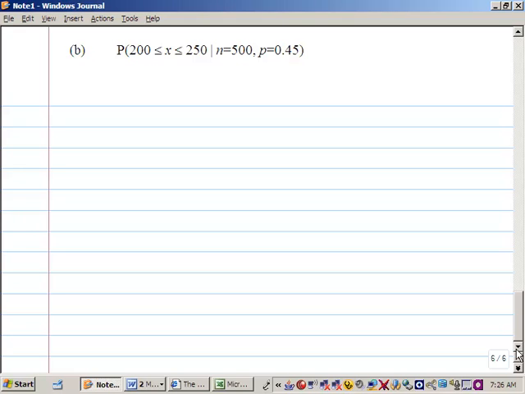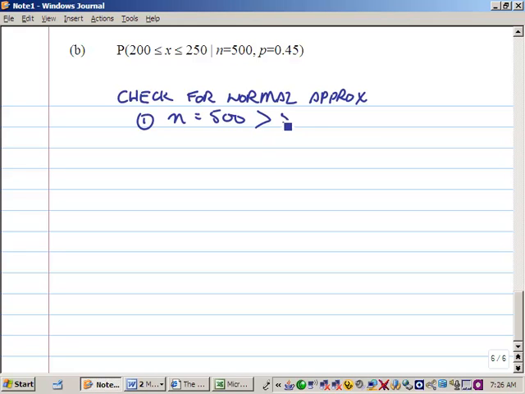So in this case we have two limits already, but first we need to check for the appropriateness of the normal approximation. When I say check for, I mean check for the validity. So we have two conditions. One, n is in this case 500, which is why we're thinking of it. It's greater than 50, so that condition is held.